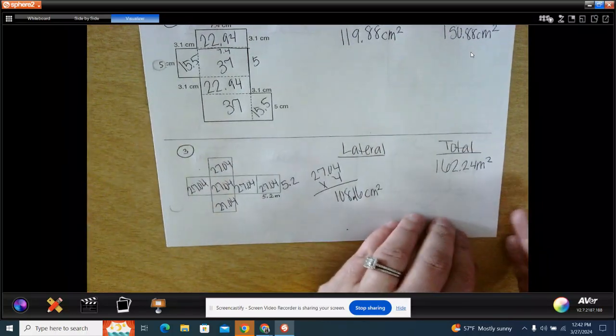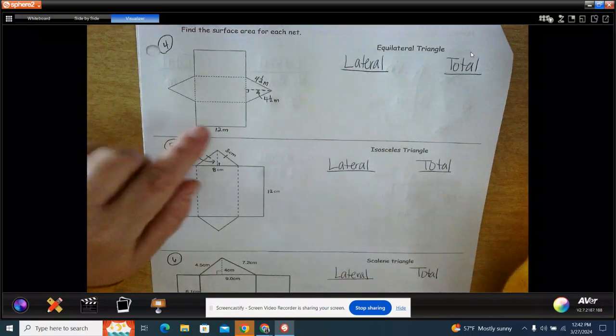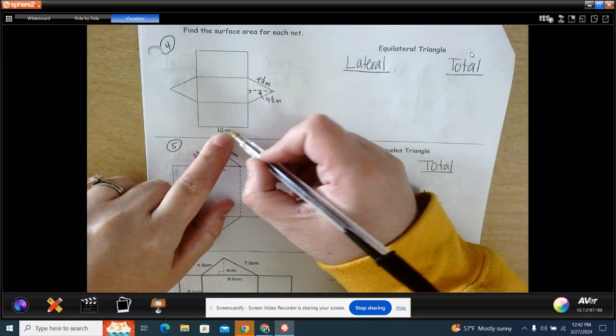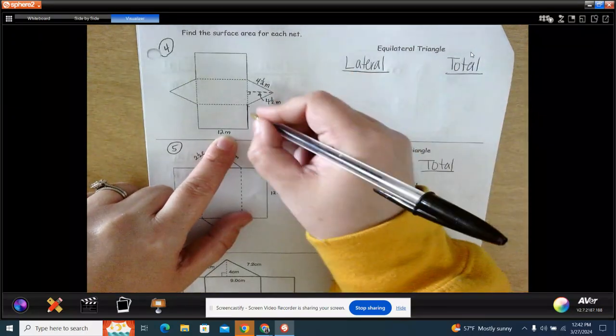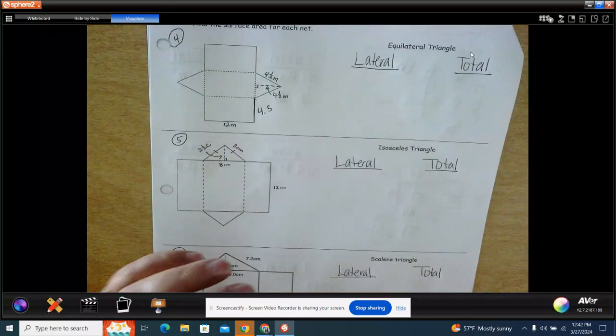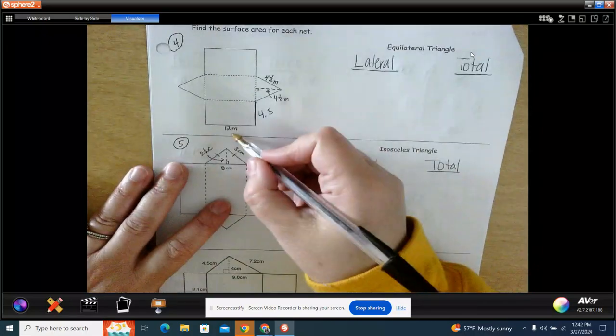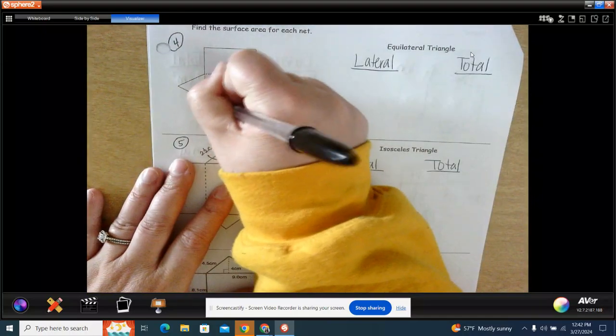Okay, so let's look at some triangular prisms. Same concept: it's finding the area of all the shapes and then adding them together. On this one, I'm going to start with the rectangle. I have 12. The other side of my rectangle is going to be 4.5. So we use the numbers that we're given, just have to piece them together and see what sides will match up. So 12 and 4.5 is going to equal 54.